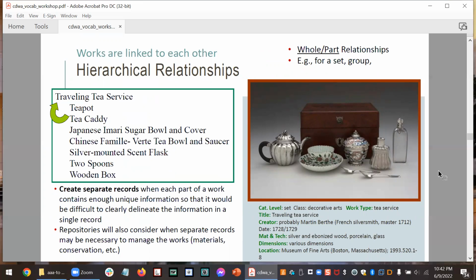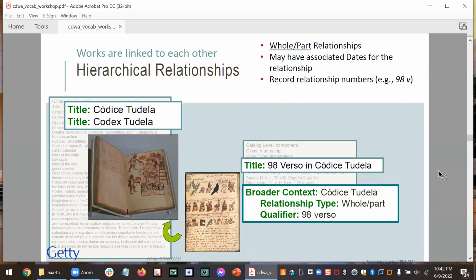Here we have a set, a traveling tea service, where you have a teapot and a cup and various things that you might want to catalog separately. And there is advice in CDWA and CCO about when to create separate records. That's when each part or component or item contains enough unique information so that it would be difficult to clearly delineate this if you tried to combine multiple works, objects in the same record. And then repositories will also consider when separate records may be necessary on the basis of the materials for conservation, etc.